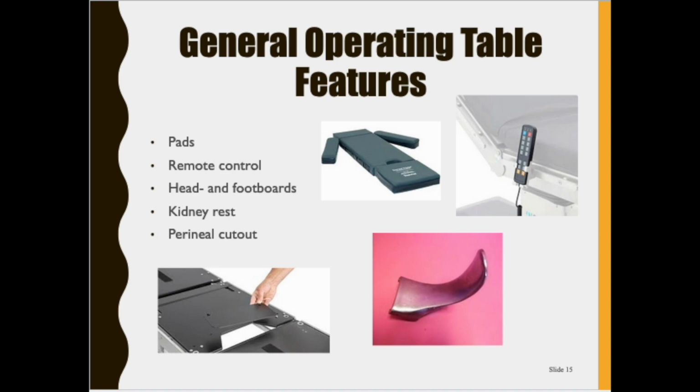Now, we have some general operating room table features. The very first picture that you see are just some pads. These are the pads that are on the operating room table. Our beds are electronic, so we have remote controls, and yes, they look like the normal remote that you use for your TV, but they are slightly different because they are for the patient bed. They help the patient's bed go up, down, lateral. We have head and foot boards that can come out, and that's where you see just a detachment, kidney rests, and we have cutouts that help us for certain positions as well.